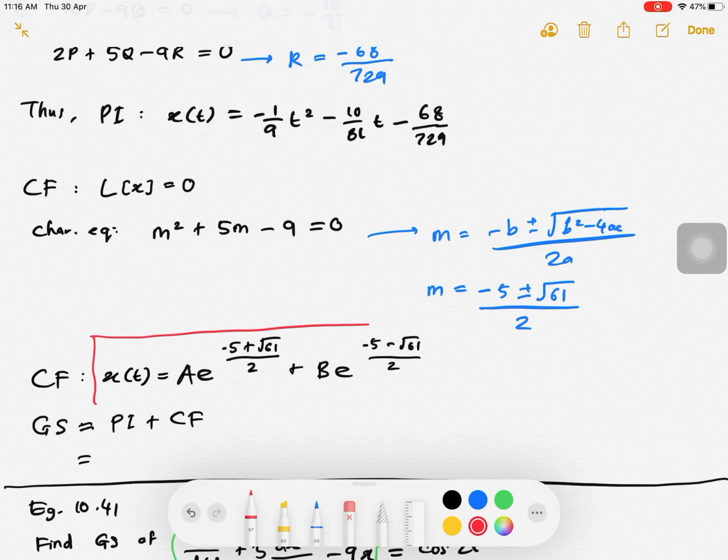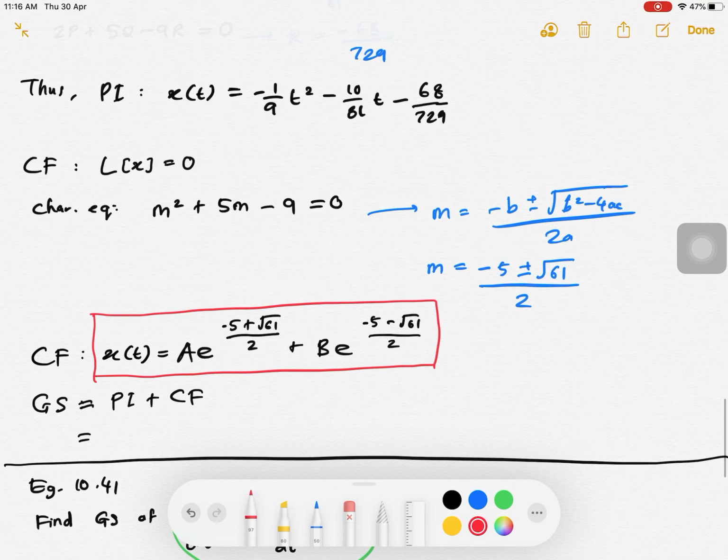Okay, so this is the general solution for a differential equation with two different roots. So we just put the two different roots over here, in the power of the exponential.